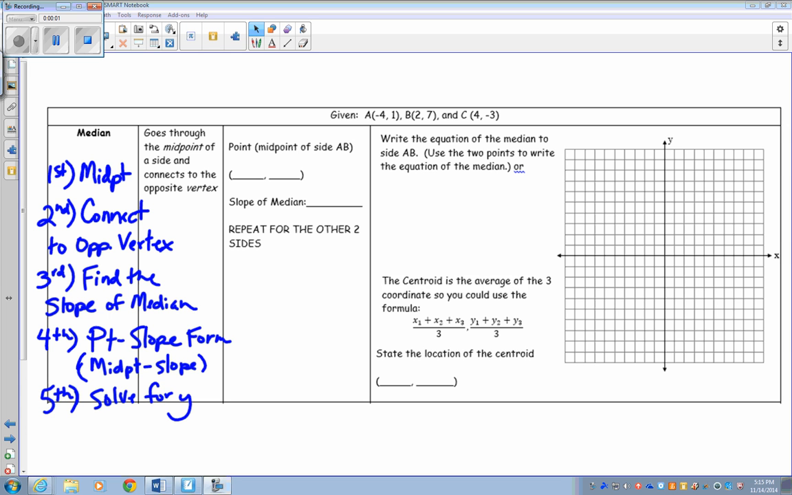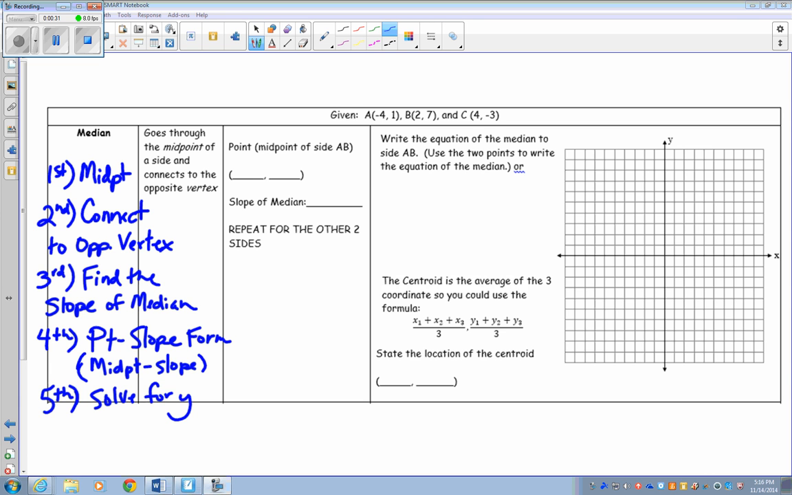We're going to look at how to write an equation for the median. What I have up here are your steps that you would need to follow, memorize, and know how to use when finding the median on the coordinate plane. If you want to go ahead and pause the video at this time, you can, so you can record the steps. When you come back, I'm going to go straight into making sure we understand the definition and applying the steps on this example that we have here.